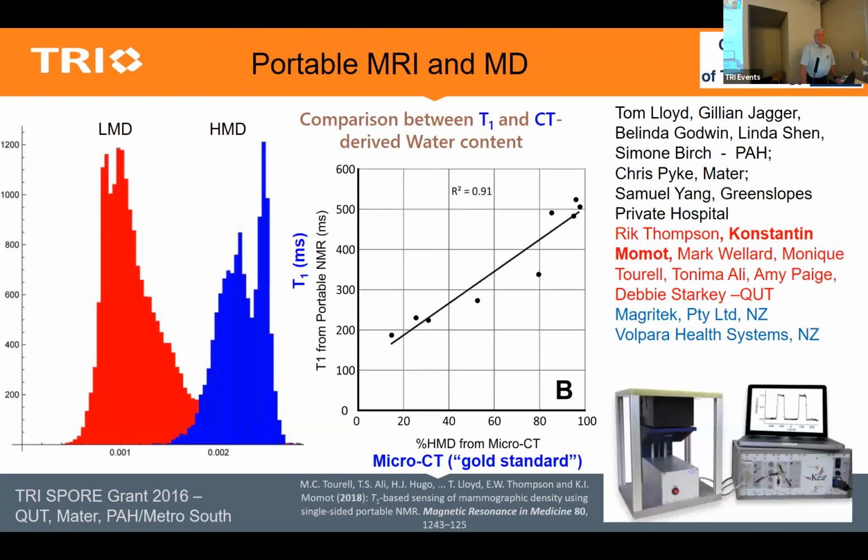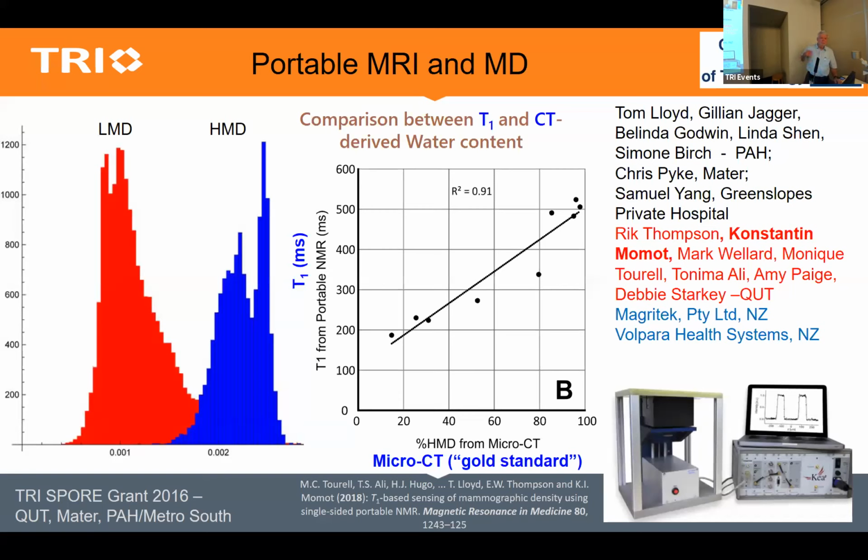And we've done that in conjunction with a miniature MRI machine. This is the NMR mouse. This was Konstantin Momot's baby. He's a medical physicist from QUT and got interested in applying this instrument to mammary tissue, particularly to look for mammographic density. It's probably nowhere near as efficient for finding malignancy as clinical MRI, but maybe it's good enough to find and quantitate mammographic density.